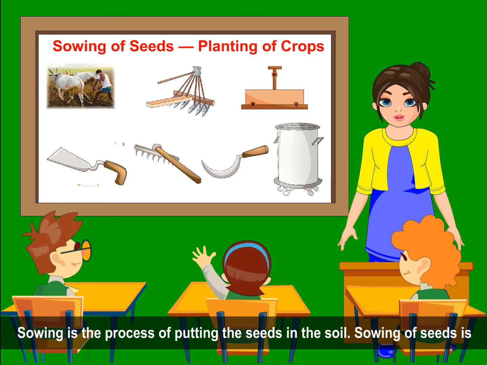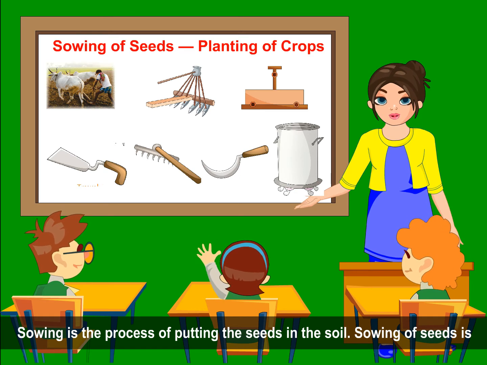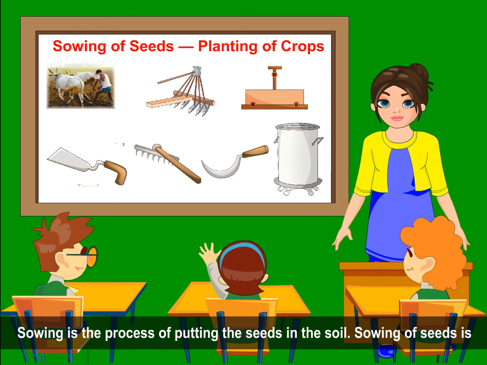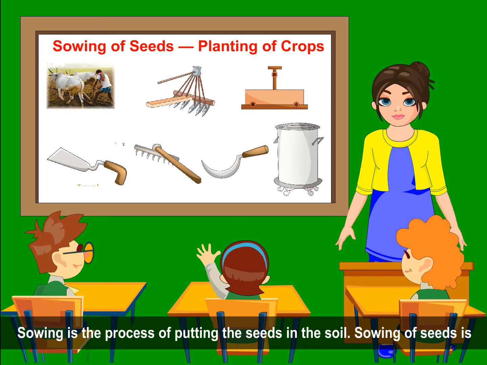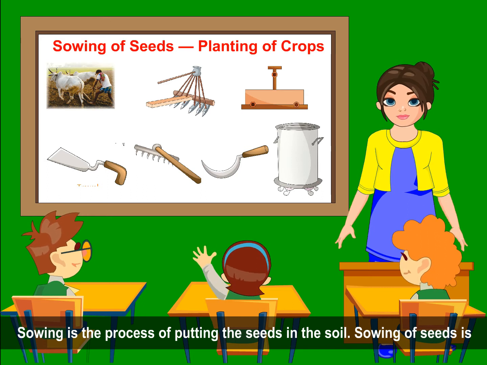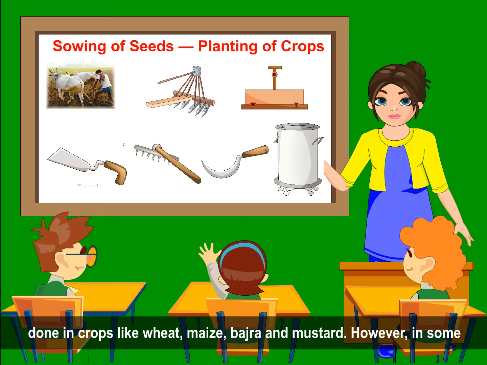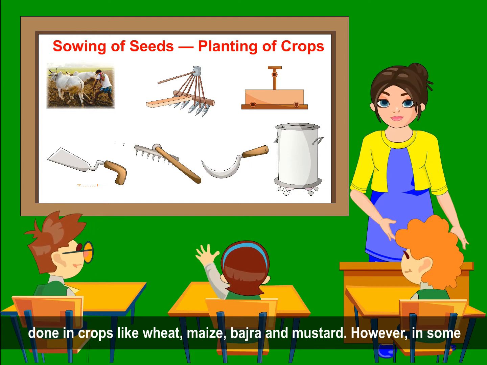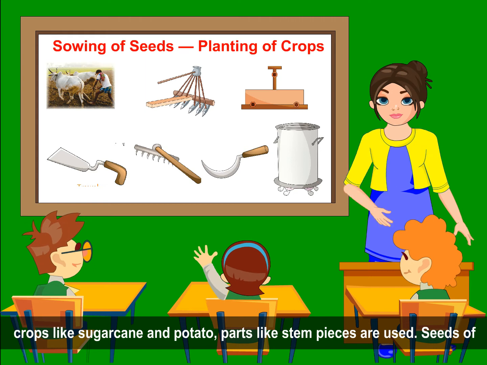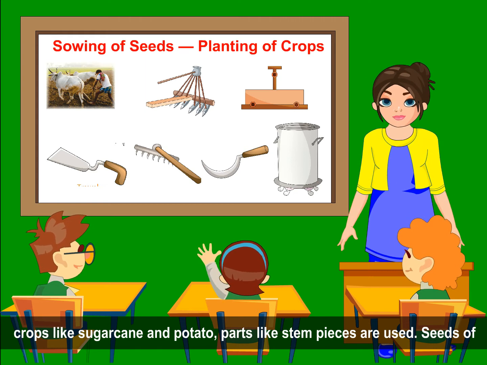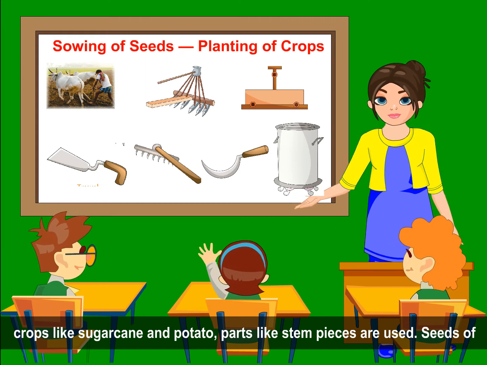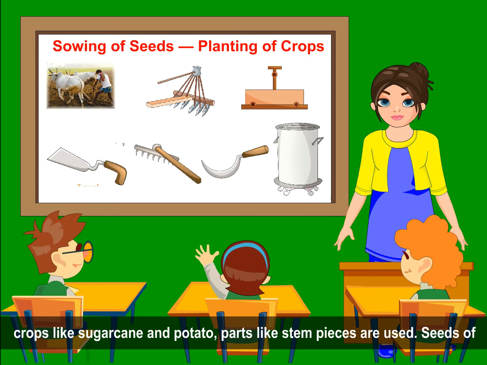Sowing of seeds. Planting of crops. Sowing is the process of putting the seeds in the soil. Sowing of seeds is done in crops like wheat, maize, bajra and mustard. However, in some crops like sugarcane and potato, parts like stem pieces are used.